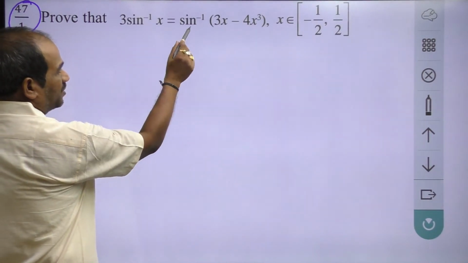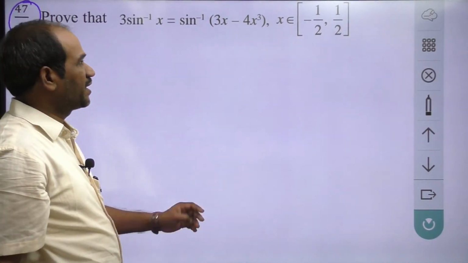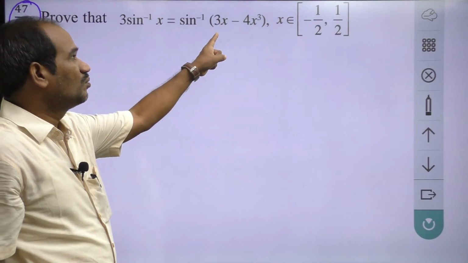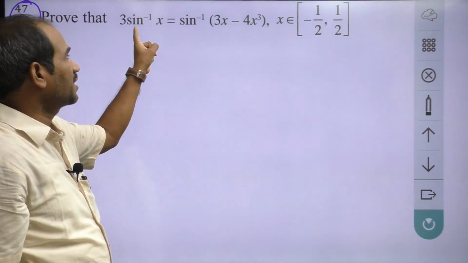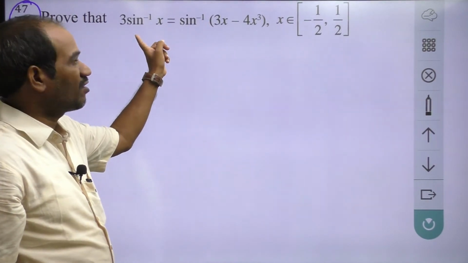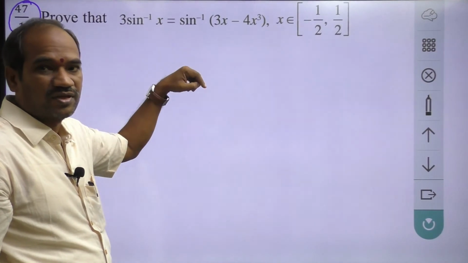See here, both sides have sin inverse. So you're taking the RHS value in this problem. In this RHS value, put x is equal to sin theta, since sin inverse x is given on this side. If cos inverse x is given, put x is equal to cos theta.